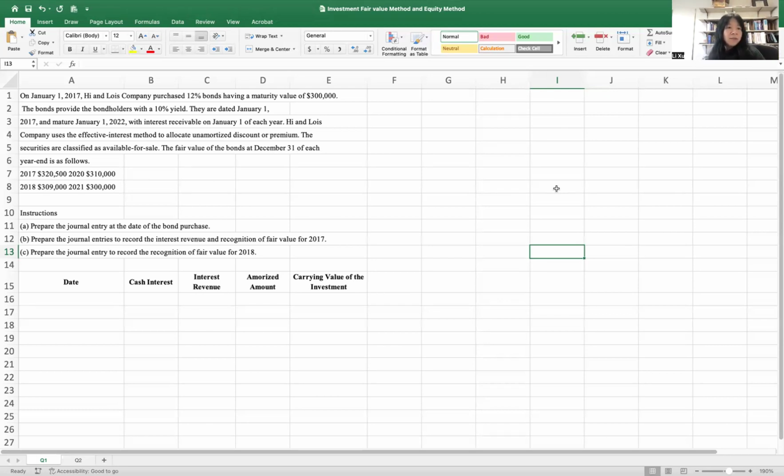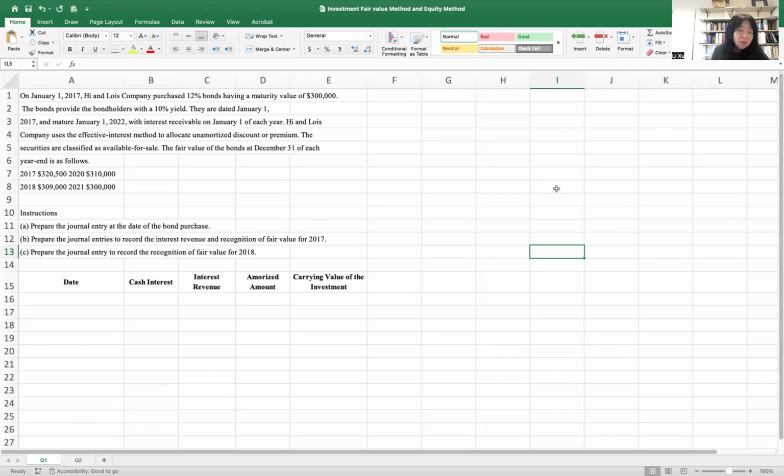And the company uses the effective interest method, which means when you create an amortization table, we are going to amortize by using the market rate. And this security was classified as available for sale. This is super important for debt investment.